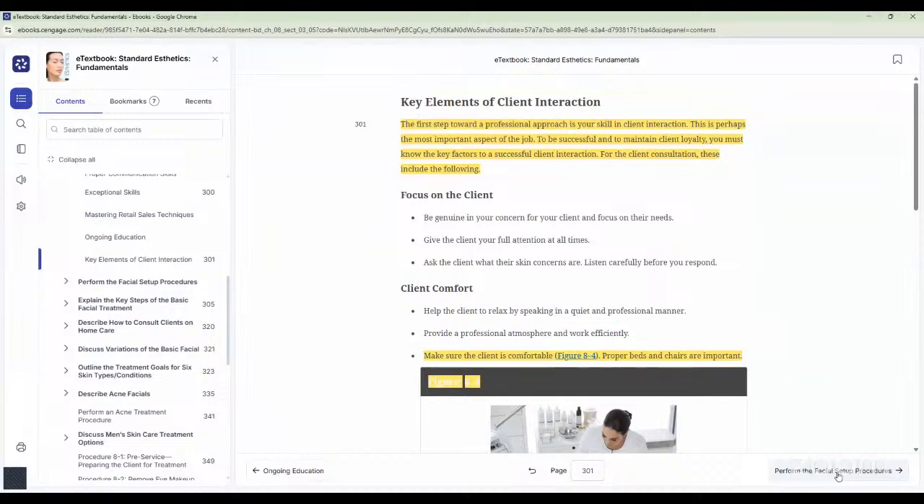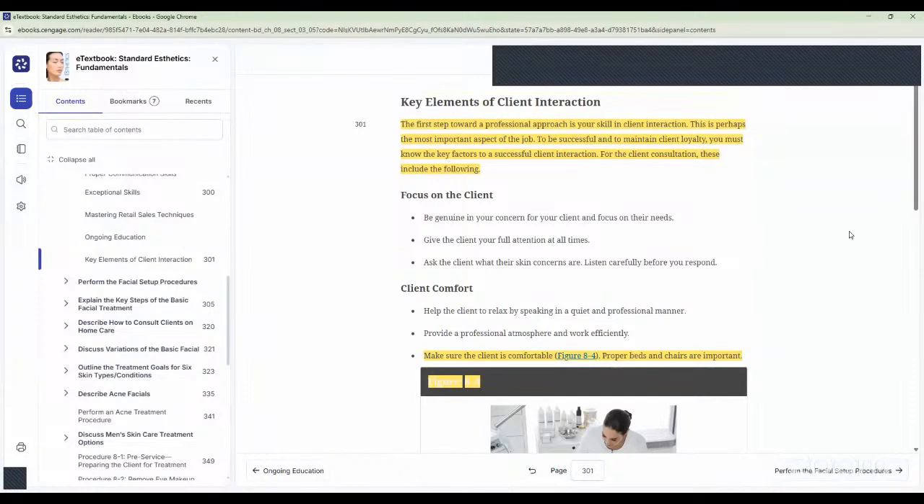For client comfort, help the client to relax by speaking in a quiet, professional manner. Provide a professional atmosphere and work efficiently, which means no one should be interrupting their service. Your music, you've thought about every absolute thing. Remember treatment room, chapter 7, before this client even comes in. And when they come in, you're channeling their senses. So it should be a place of relaxation.